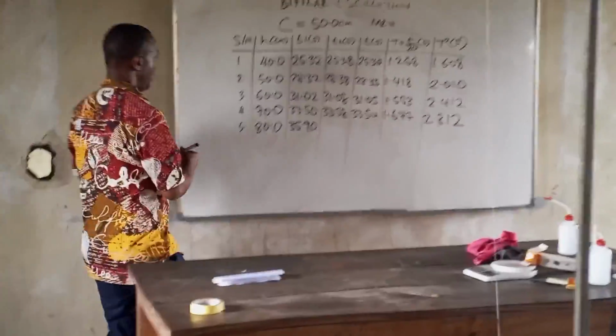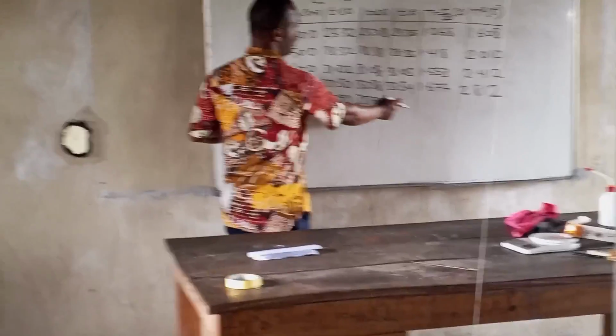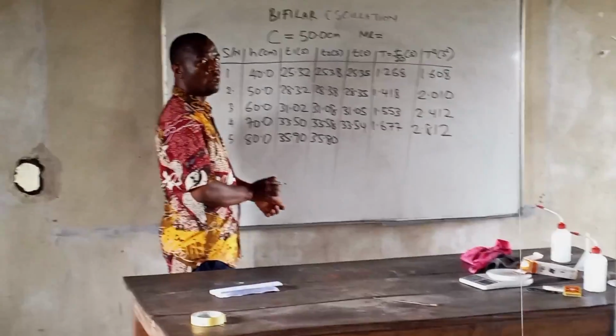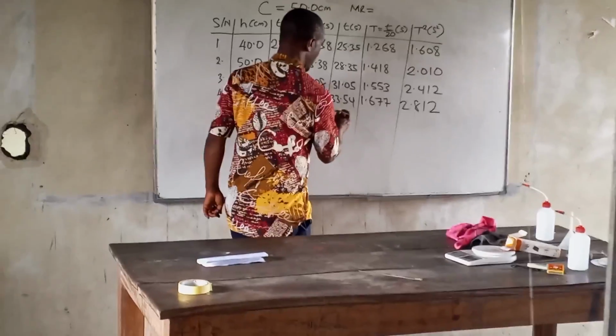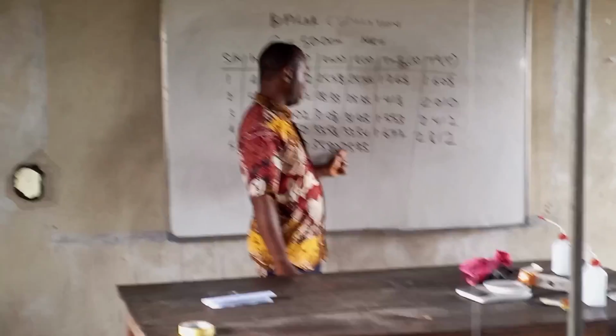35.80, 35.80. Find the average of these two. You add and divide by 2: 35.85. Then divide by 20 to get the period. 35.85 divided by 20.